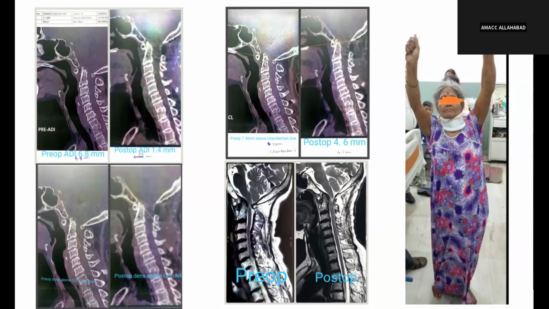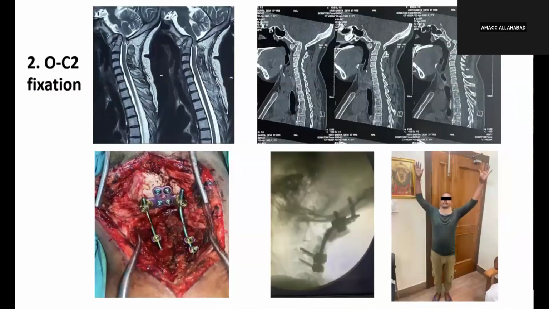Once you have done it properly, the patient starts walking in 3 to 5 days. And now, after follow up of almost 3 years, she's as good as new without any drugs. The second case, same atlantoaxial dislocation, but this was a fixed type of atlantoaxial dislocation.